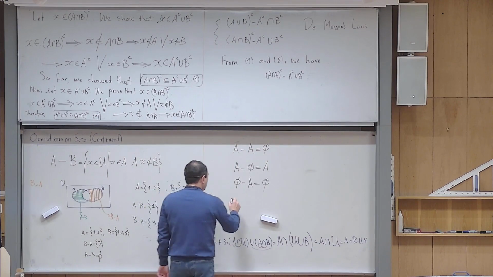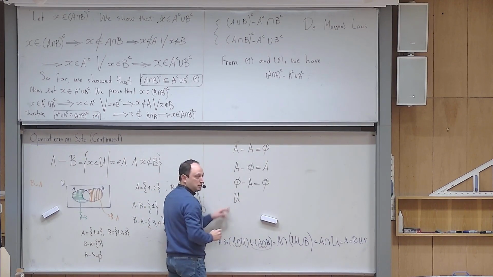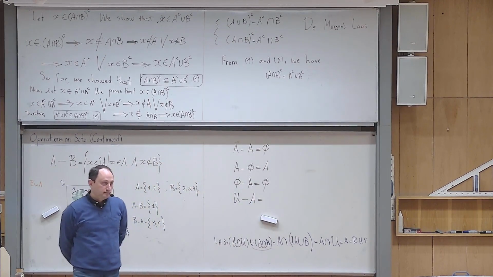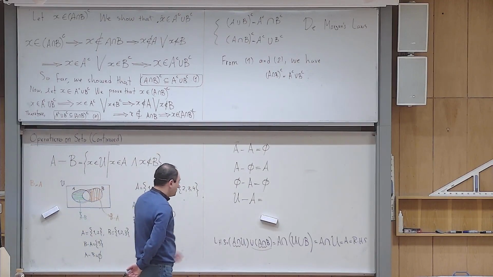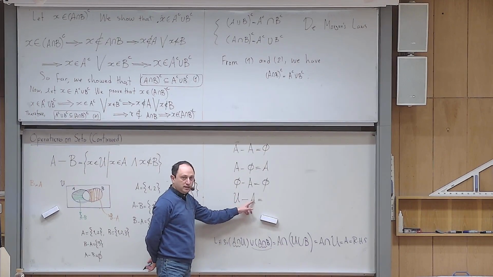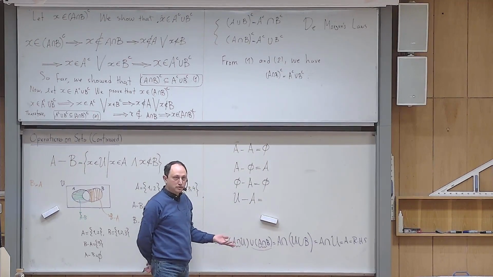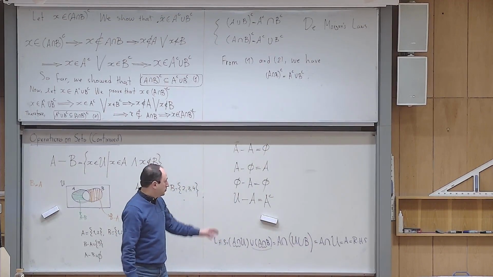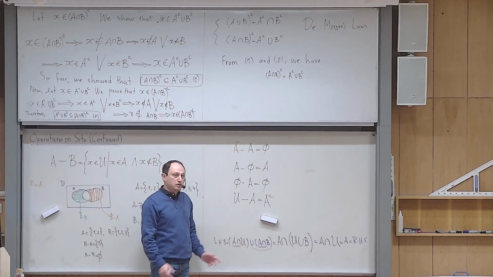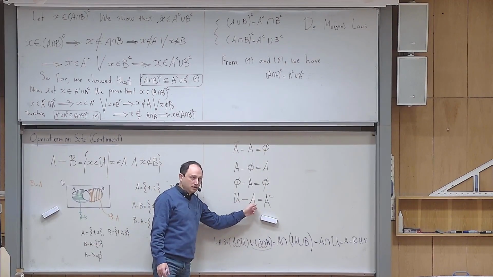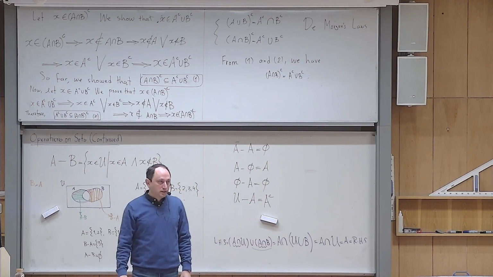One more thing. What do you think will happen here? The universal set minus the set A. It means all the elements which are in the universal set and they are not in A. Yes? It becomes the complement of A. Yes? Is that clear? Because when you write U minus A, it means I am interested in elements of the universal set which are not in A. That is exactly the definition of the complement.